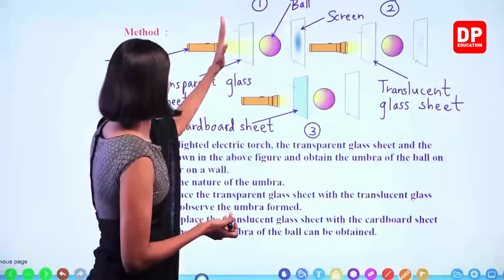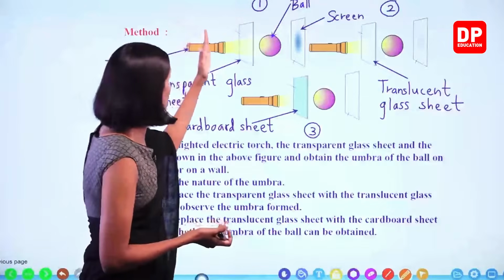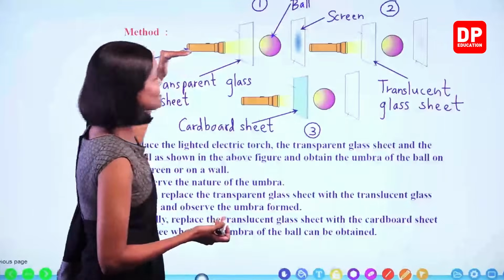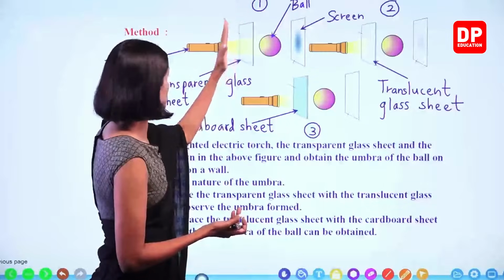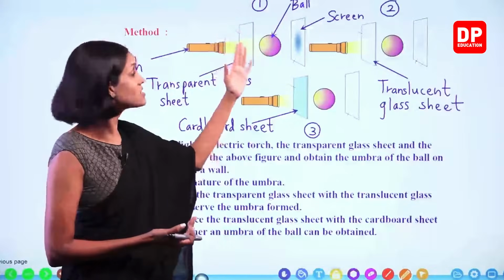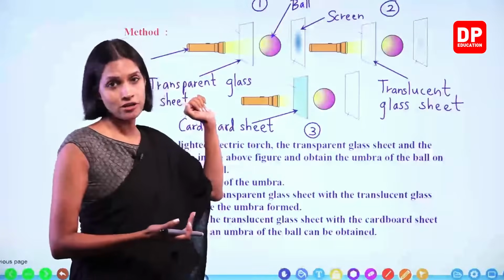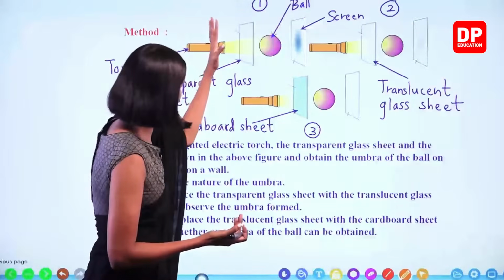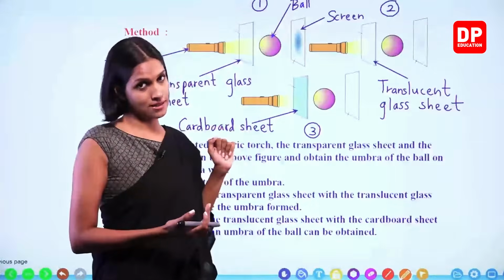So, when we place these transparent glass sheets, as I explained before, through the transparent objects, light travels very well. So even though we place the transparent glass sheet in between this torch and the bowl, it does not disturb the transmission of light towards the bowl. So the bowl gets a lot of light, therefore the shadow is formed on the screen.